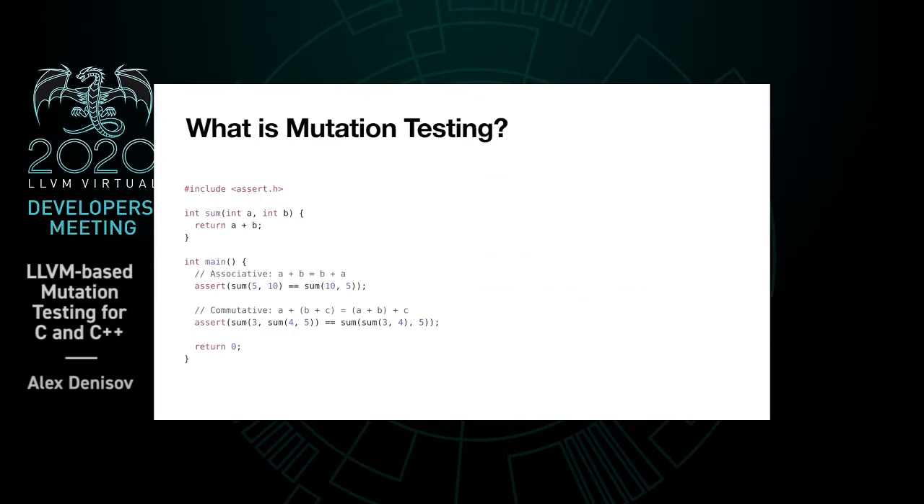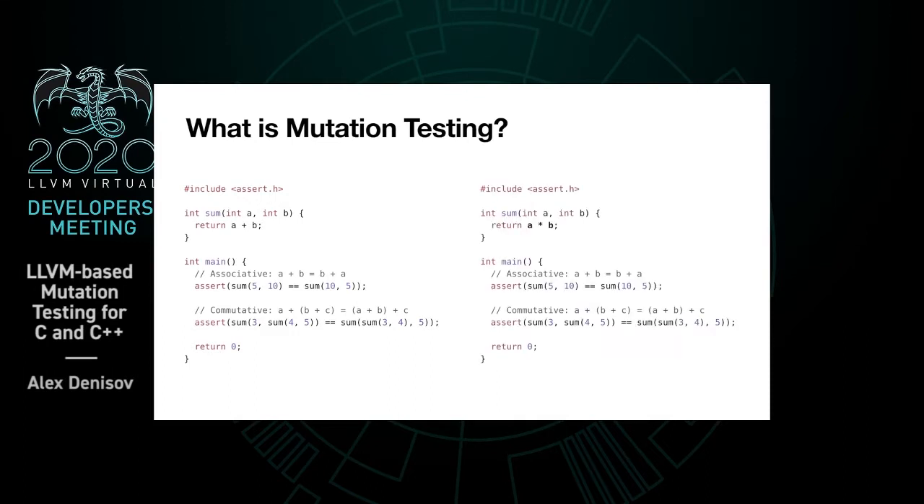All is good. However, there is a problem. These mathematical properties also hold for multiplication. In this case, if we replace the plus with an asterisk as on the right, then nothing special happens. The tests are still green. This change, or mutation, is not detected by the tests, which means that the tests are insufficient and should be extended. In a nutshell, this is the idea of mutation testing.